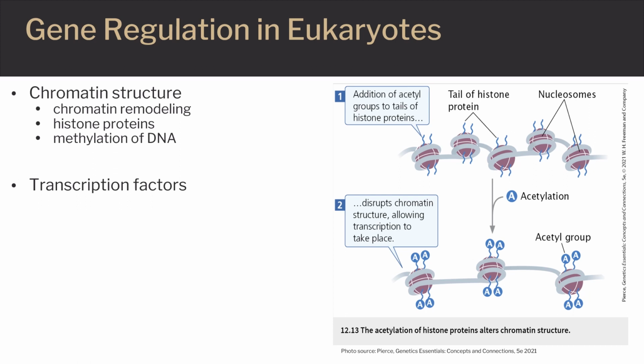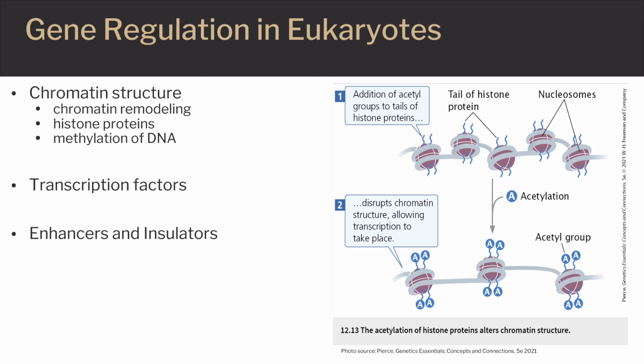Transcription factors in eukaryotic cells can influence the initiation of transcription by affecting the stability or assembly of the basal transcription apparatus, or by recruiting coactivators that alter chromatin structure. Some transcription factors are activators that stimulate transcription. Others are repressors that inhibit the initiation of transcription.